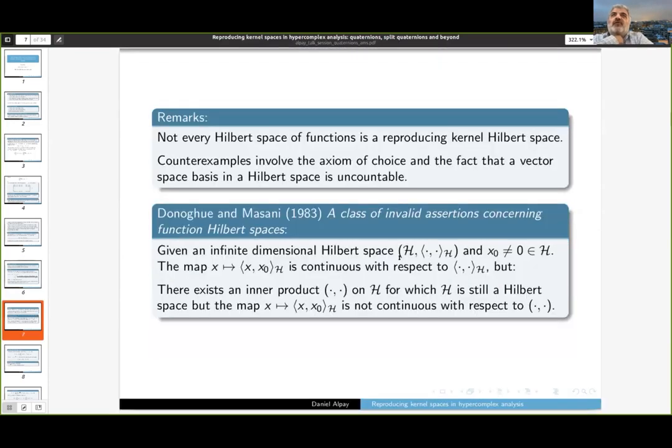I would like to mention also that not every Hilbert space is a reproducing kernel Hilbert space of functions. To have counterexamples, you need the axiom of choice and the fact that a vector basis in a Hilbert space is uncountable. I will not mention here this result of Dixmier-Mazzani, but it's quite interesting.